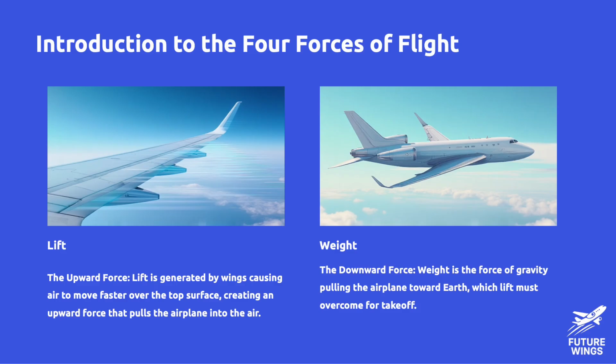So in order to get started, we're going to talk about the four forces of flight. The first two out of the four we're going to look at are lift and weight. So lift is the upward force that pulls the airplane into the air. It's generated by the wings as air moves faster over the top surface than underneath, which we're going to talk about in more detail in the next few slides.